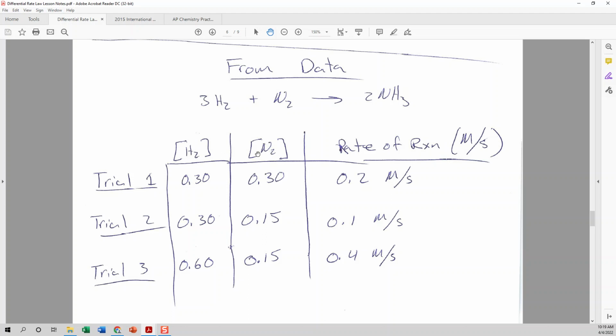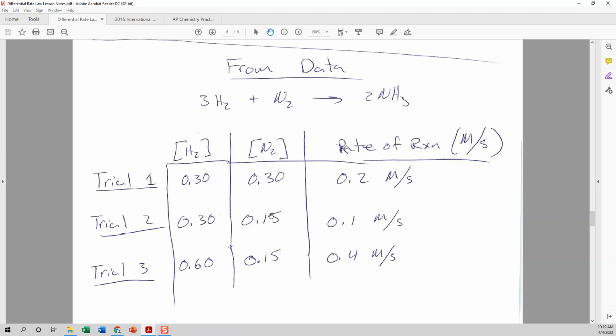And if I wanted to figure out the reactant order with respect to nitrogen, I want to find two trials where I changed the concentration of nitrogen, but I kept the hydrogen constant. So if we look at trial 2 and trial 1, notice that we kept hydrogen constant, but we did change the nitrogen. And again, it might not always be perfect data and non-calculator friendly.